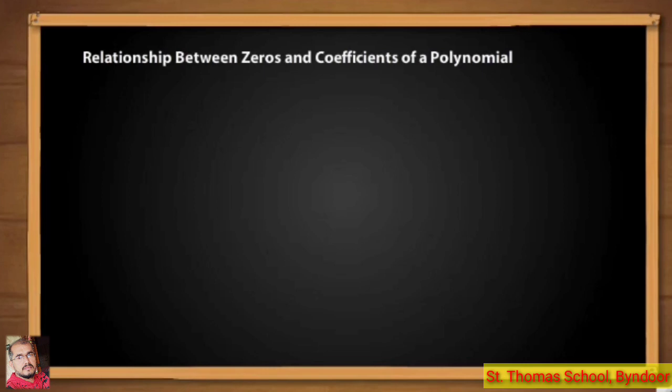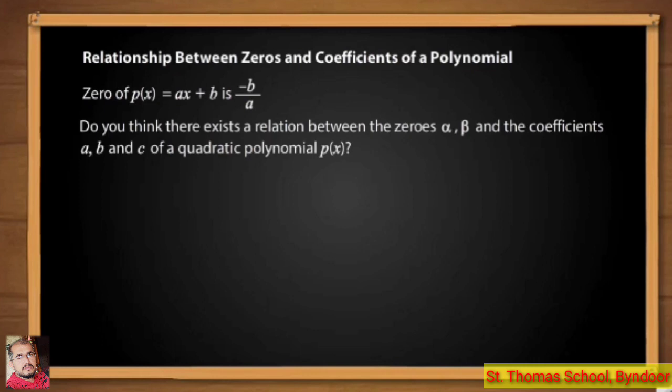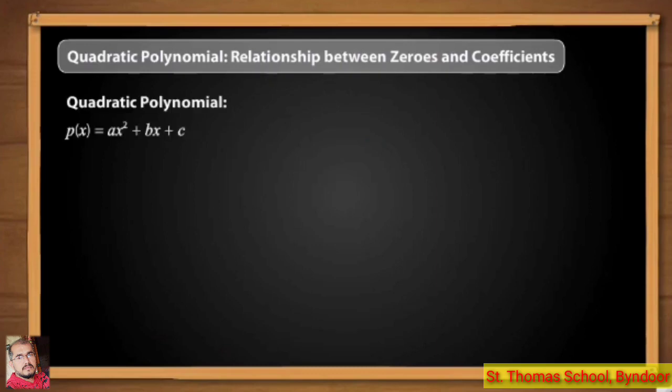Do you recall the relationship between zeros and coefficients of a linear polynomial? The zero of a linear polynomial p of x equals a multiplied by x plus b is minus b divided by a. Do you think there exists a relationship between the zeros alpha, beta and the coefficients a, b and c of a quadratic polynomial p of x? Let's find out. If the two zeros of a quadratic polynomial p of x equals ax square plus bx plus c are alpha and beta, then there exists a relationship between alpha, beta and the coefficients a, b and c of p of x.